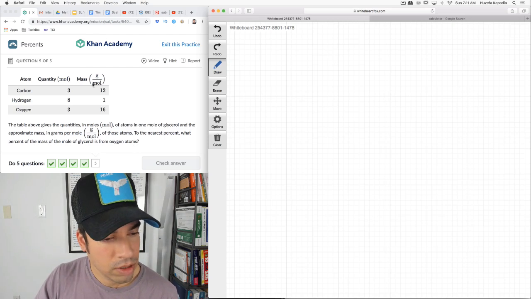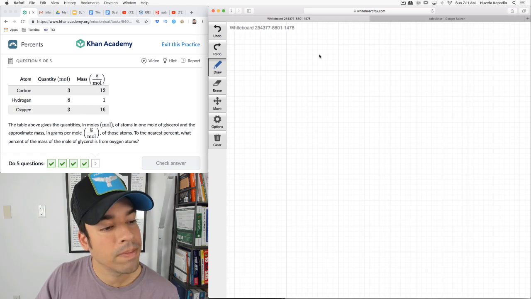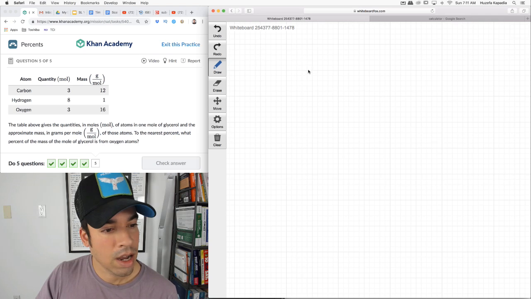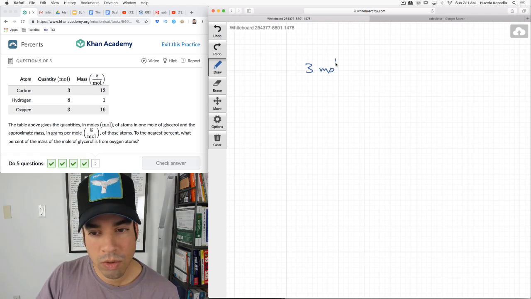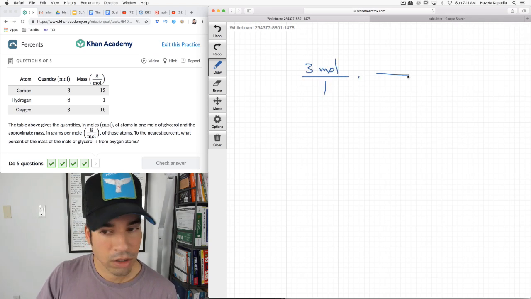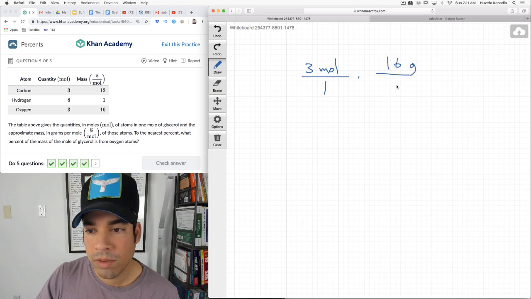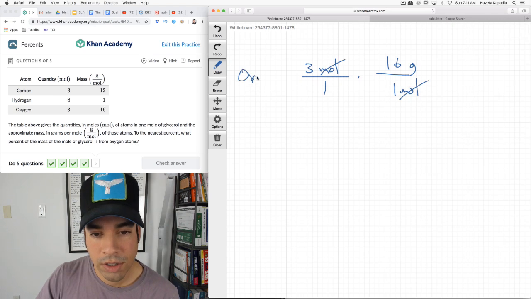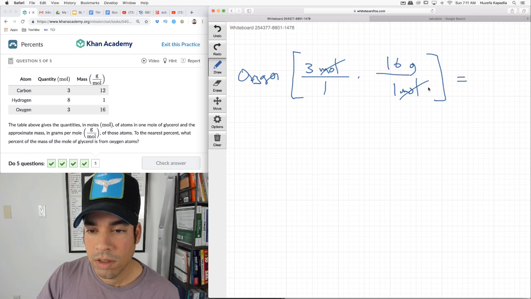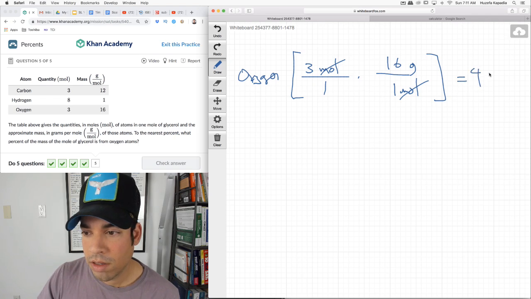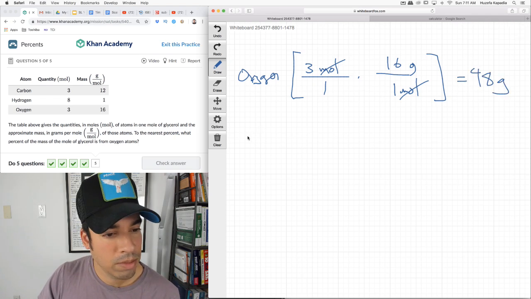We have to convert all of these to grams and then take the grams here over the grams of the total. So it's like oxygen is 3 moles and we have to convert it to grams. So we multiply by this mass, which is 16 grams over 1 mole. This is for oxygen. Equals 48. So the oxygen makes up 48 grams.